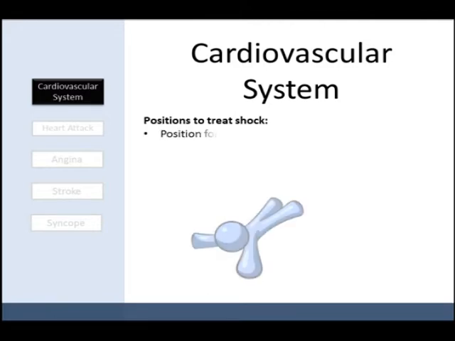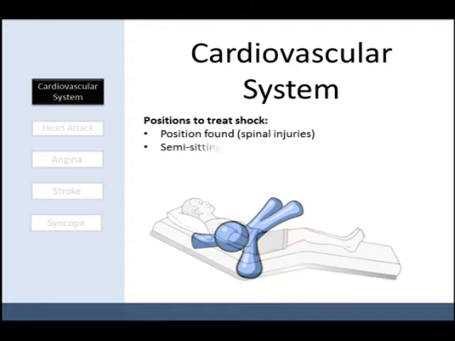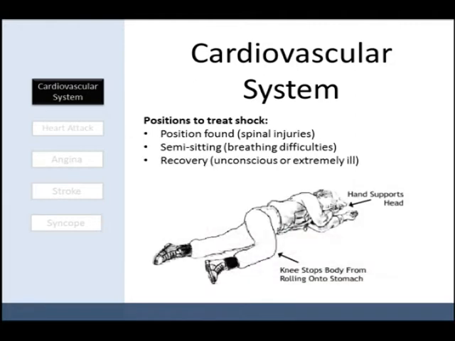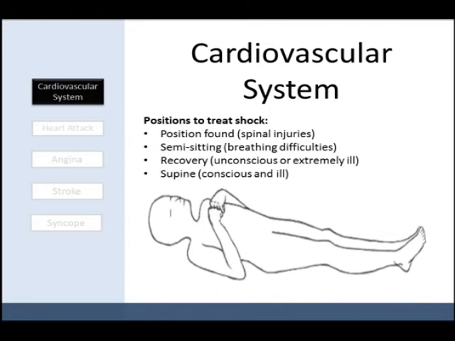If the injured is suspected of a spinal injury, leave them in the position found unless any life-threatening injuries require you to move them. For persons with difficulty breathing, place them in a semi-sitting position with their knees bent. The recovery position is appropriate for the unconscious or an extremely ill person. And lastly, the supine position is best for the conscious and ill. Take each emergency situation into consideration before deciding which position is most appropriate.